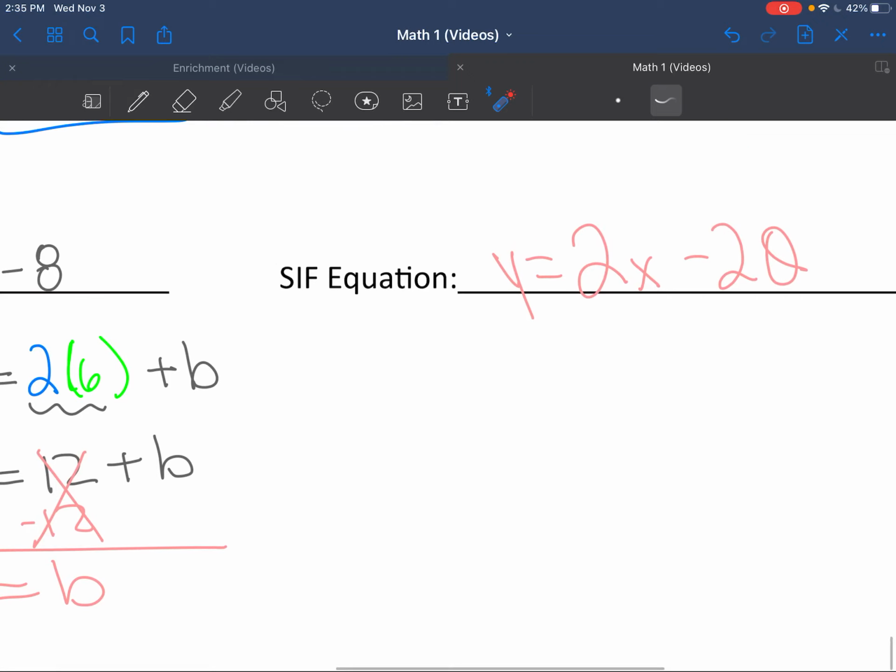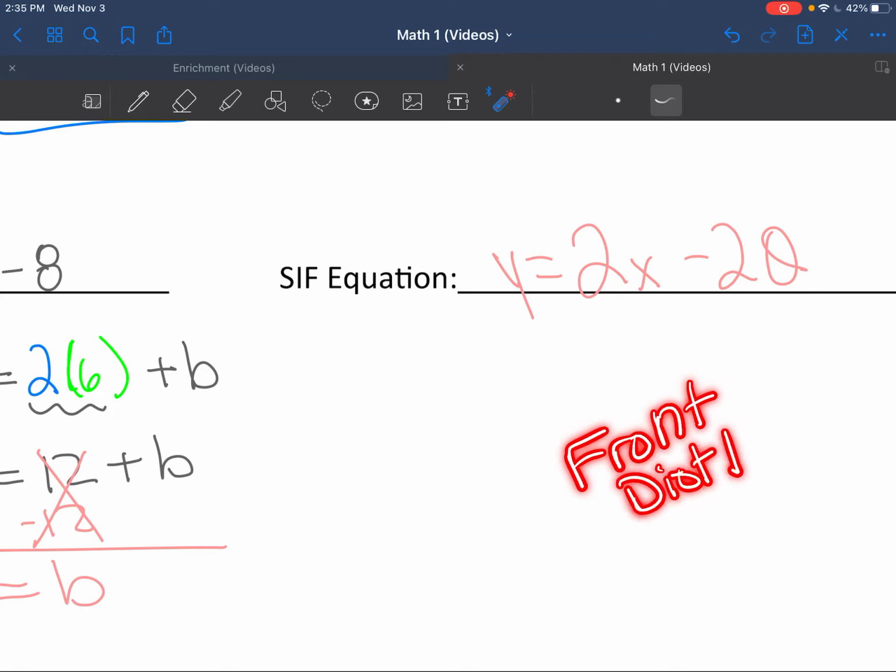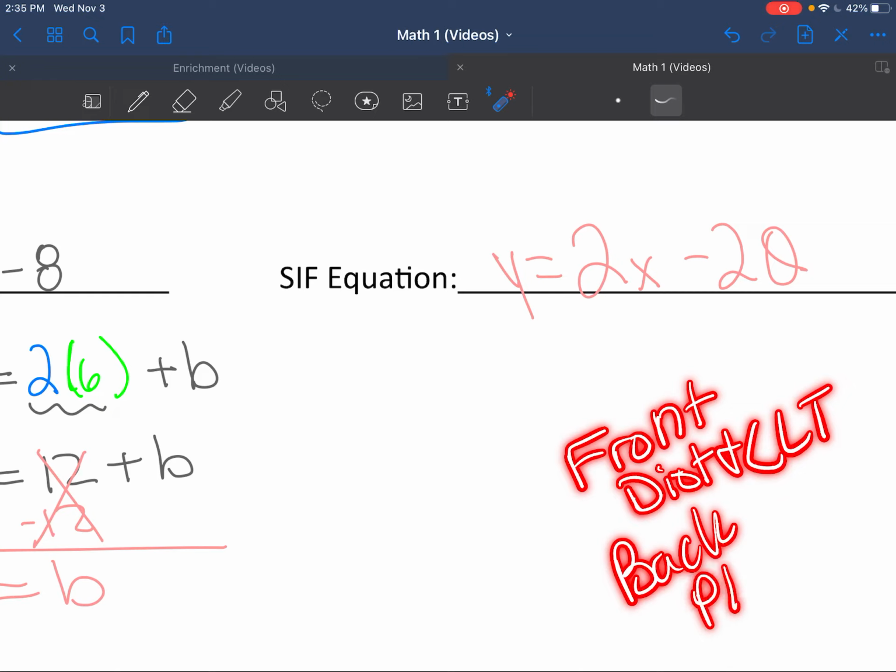Please don't forget to do our homework tonight. The front is distributing and combining like terms. The back is going to be for plugging in.